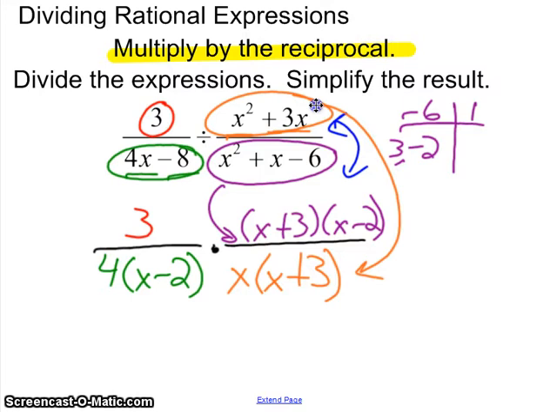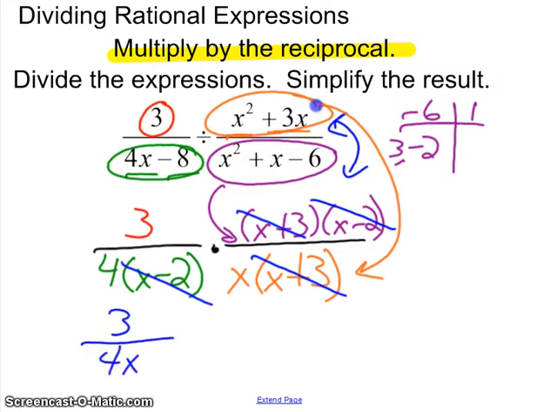I've got my second fraction flipped upside down. I'm going to see what cancels. X plus 3 can cancel. X minus 2 can cancel. And I think that's all. So my final answer, I'm left with a 3 on the top and a 4x on the bottom. Next problem.